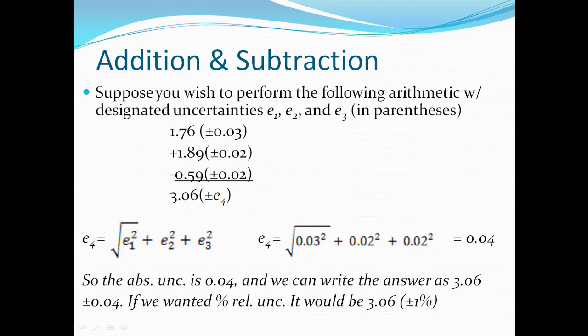If the problem asked you for a percent relative uncertainty, you can do that as well. All you have to do is take the 0.04 and divide it by the magnitude of the measurement. We just learned that in the previous slide. So you can also display the answer as 3.06 plus or minus 1%.